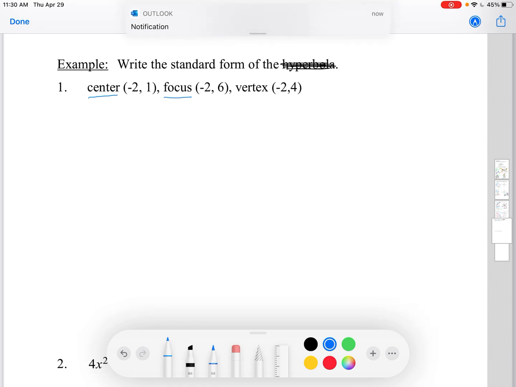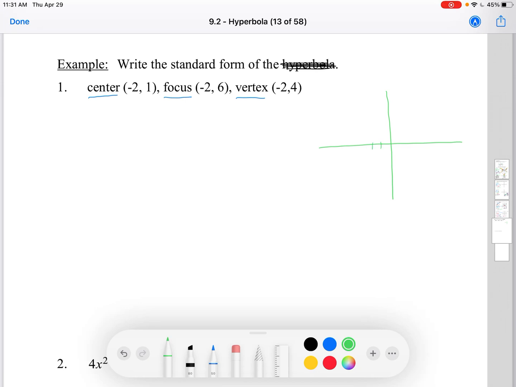Then I say that our focus is negative 2, 6. Well, the only time I ever see a focus or a foci is with an ellipse and in a hyperbola. So we eliminated a circle from the option. And then I also tell you that the vertex is negative 2, 4. Unfortunately, we still see a vertex on an ellipse as well as a hyperbola. So how do we tell the difference? We've narrowed it down to a hyperbola or an ellipse. When in doubt, graph it out.